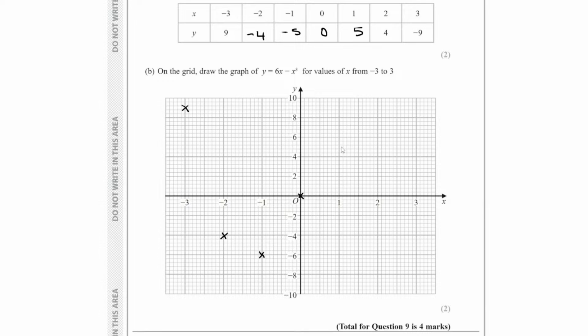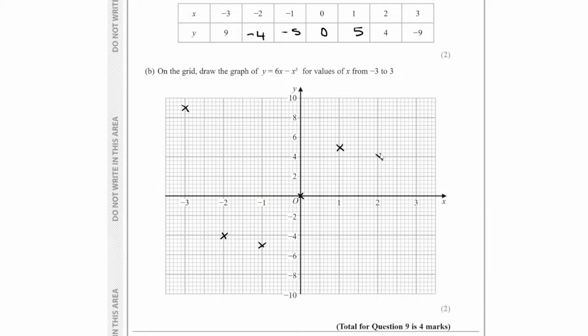Then (1, 5). So 5 is also... Oh, I put this in... I was about to say be careful about the 5, but I also put the other one in the wrong place. (-1, -5), yeah, just be really careful what the scale is. And then (1, 5), so that's, again, halfway. Then (2, 4).